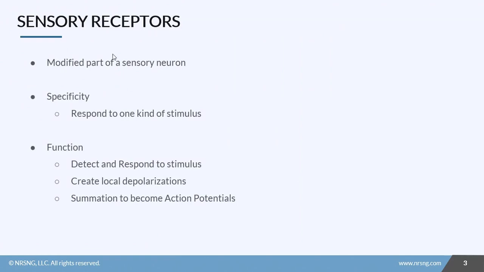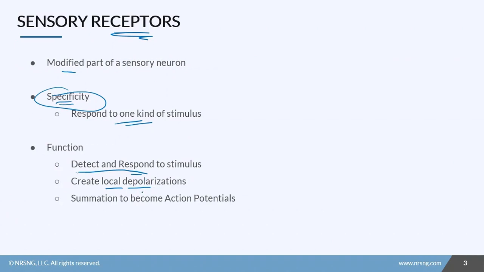So everything starts down in these sensory receptors. Now, these are just modified parts of a little sensory neuron that are designed to receive and respond to a stimulus. Now, with most sensory neurons, we actually see something called specificity. And that just means that these receptors are designed to detect and respond to one kind of specific stimulus. So once it detects that stimulus, it starts these local depolarizations. We talk about those in the neuro section.